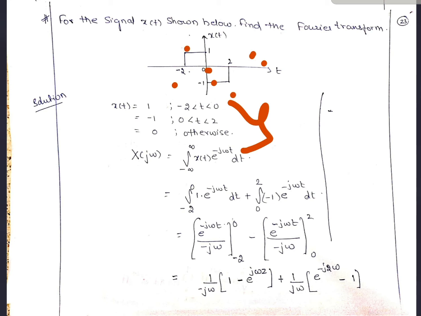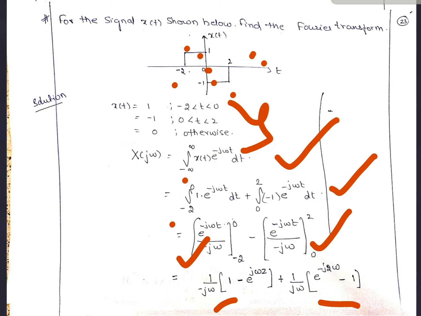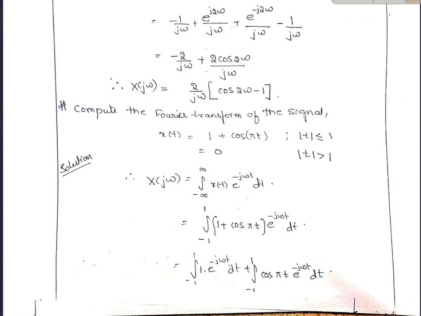Therefore, X of j omega is the integral of x of t e raised to minus j omega t dt. Now, splitting this, from minus 2 to 0 it is plus 1, and from 0 to 2 it is minus 1. Substituting here and taking the integration, we get this. Rearranging the terms and writing, we get minus 2 by j omega plus 2 cos 2 omega by j omega. So, we can take 2 by j omega common and write this equation.